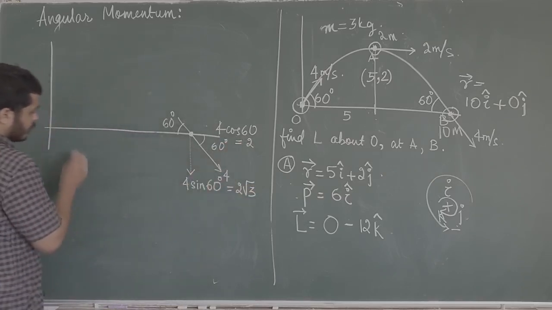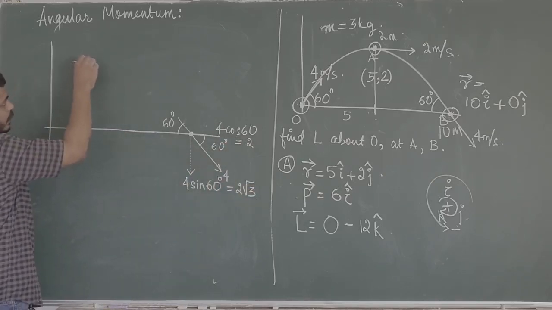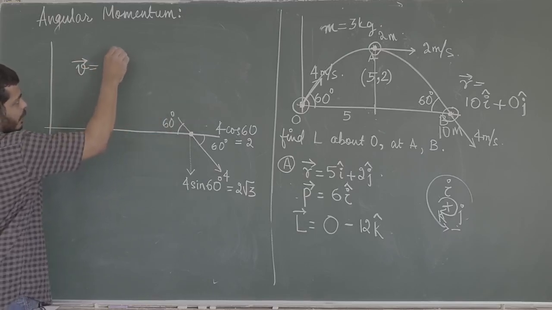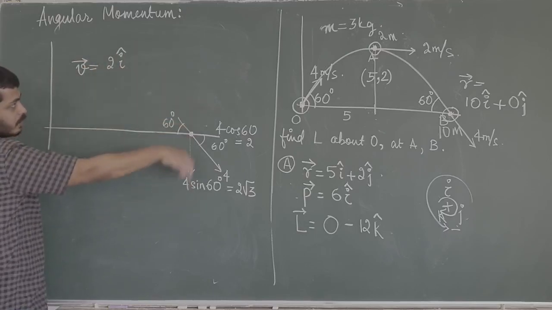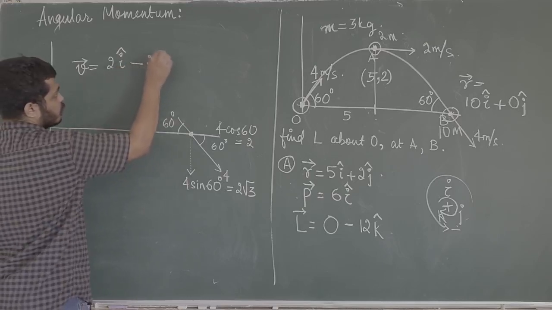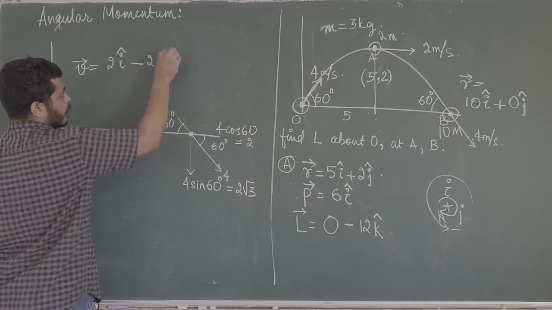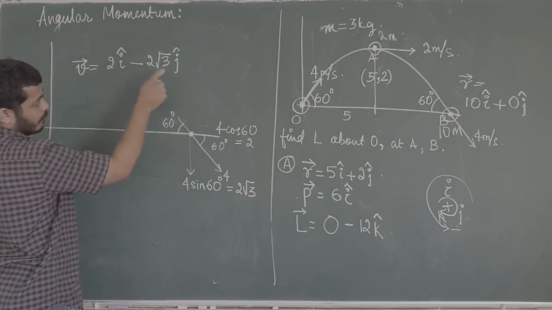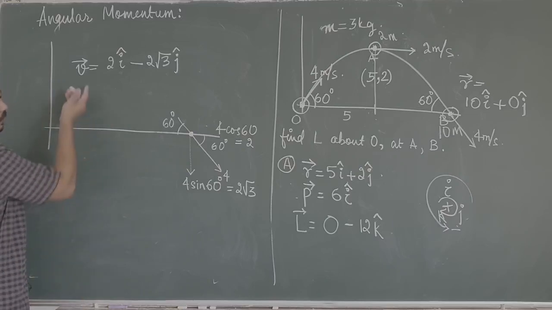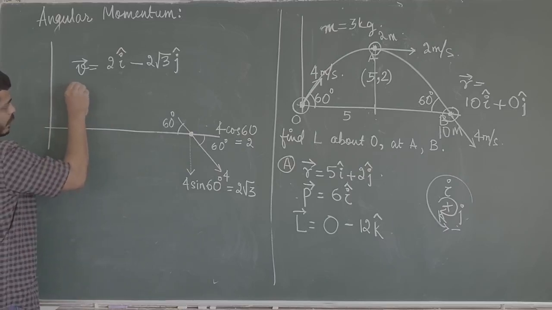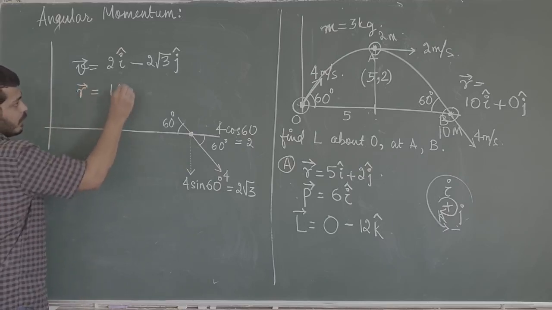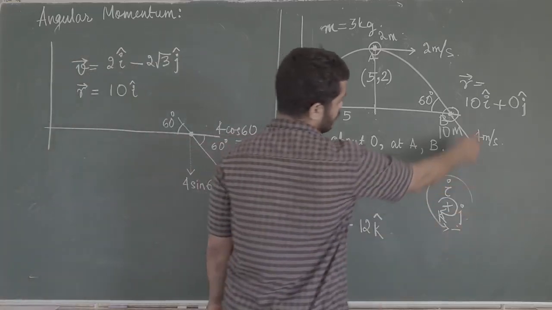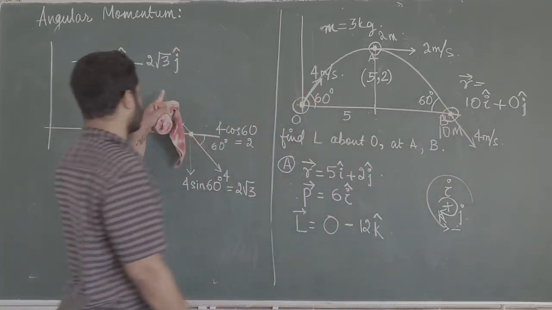So in this case, the velocity vector can be written as 2 units ahead, so you can write 2i, and 2 root 3 units in the downward direction, so minus 2 root 3 j cap. So 2 units ahead, 2 root 3 units downward. So it is 2i minus 2 root 3j. So that's the value of v. What is the value of r? I already said the value of r is equal to 10i. Because it is 10 units ahead, I already told you the value of r is 10i plus 0j.